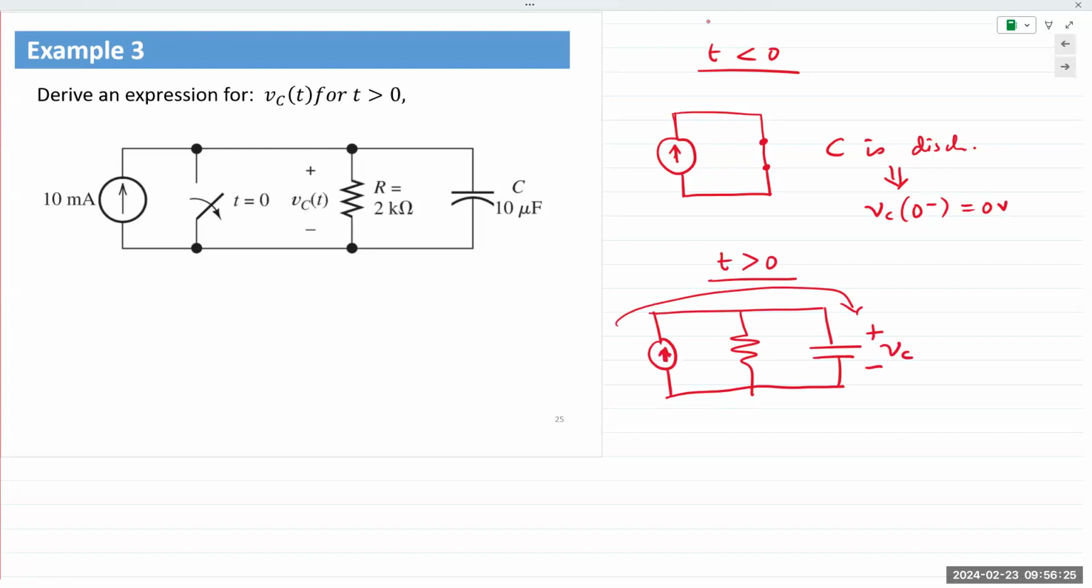And that's it. The only thing we include here is our initial and final values. Initial value, of course, VC at 0 plus would be equal to VC at 0 minus, which would be 0 volts. It does not state that the capacitor had any charge, but that's the purpose of showing the switch. Because of the switch, I can infer that the capacitor was fully discharged to 0 volts.